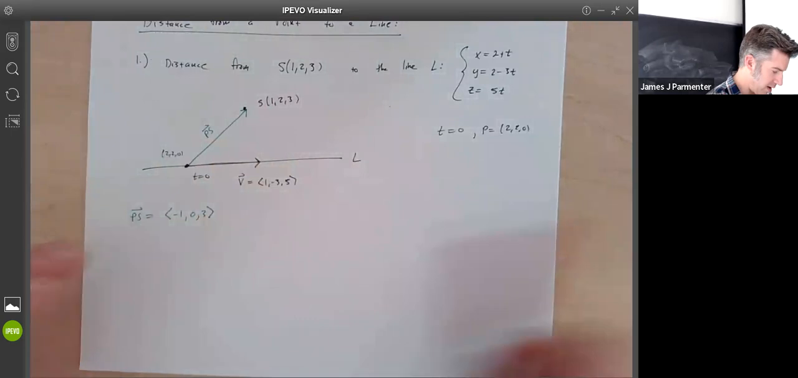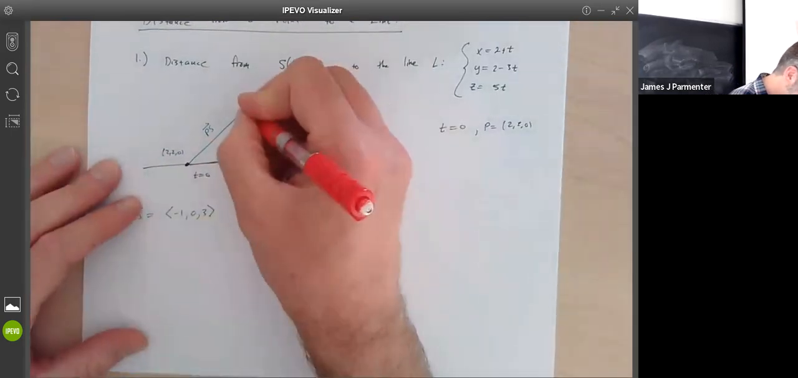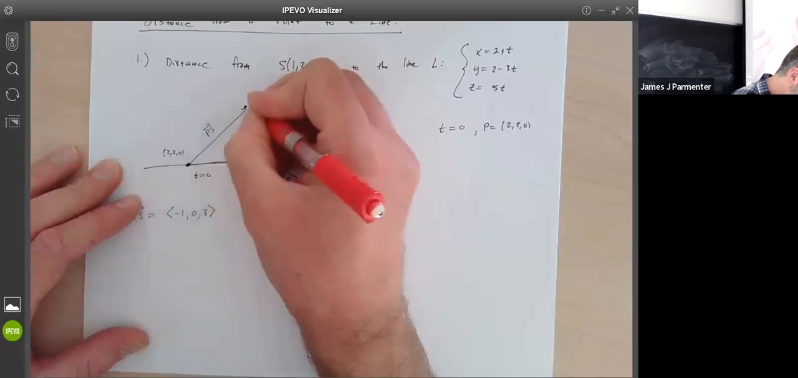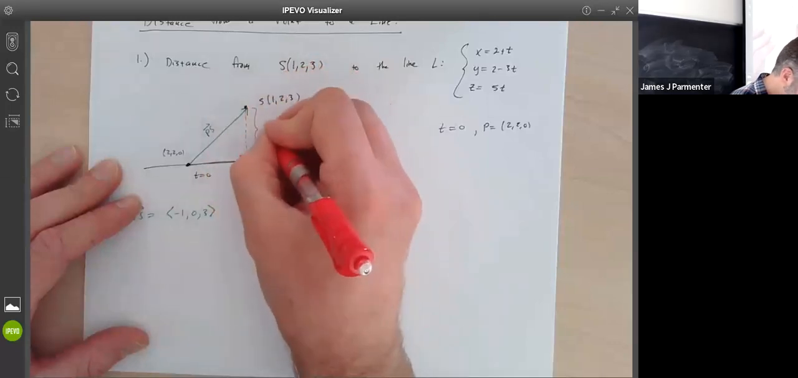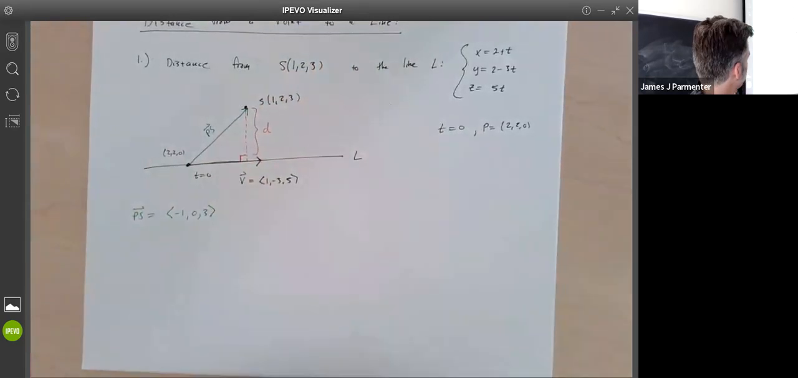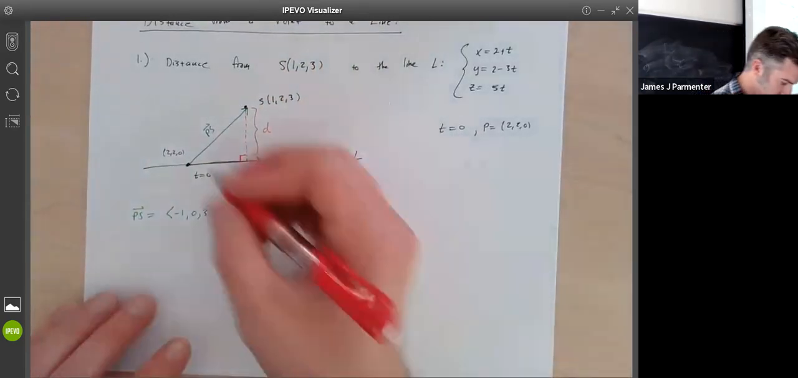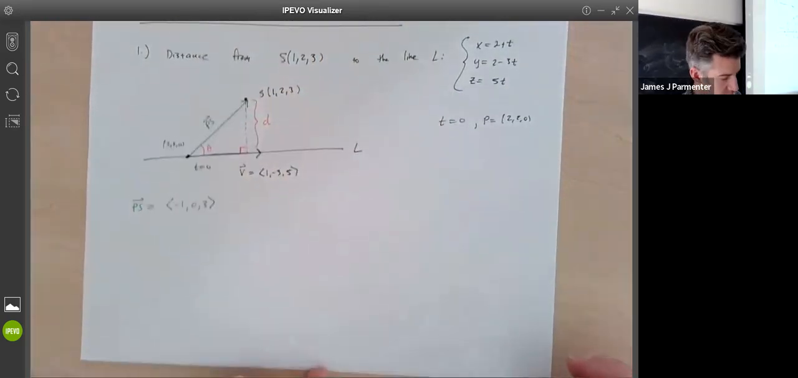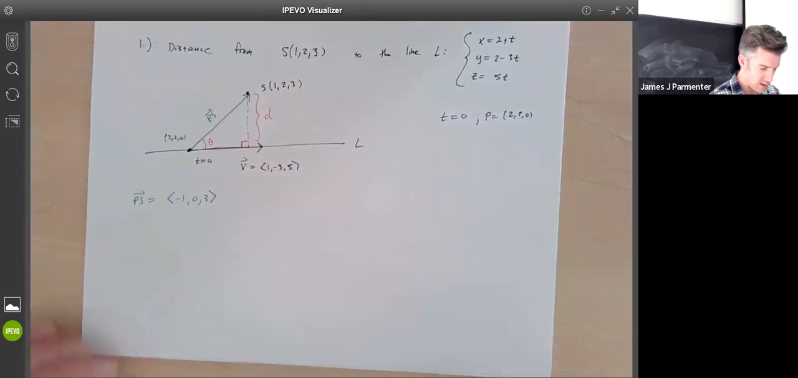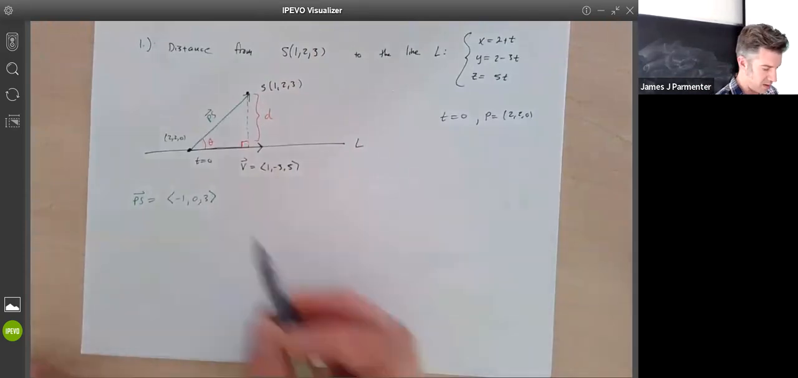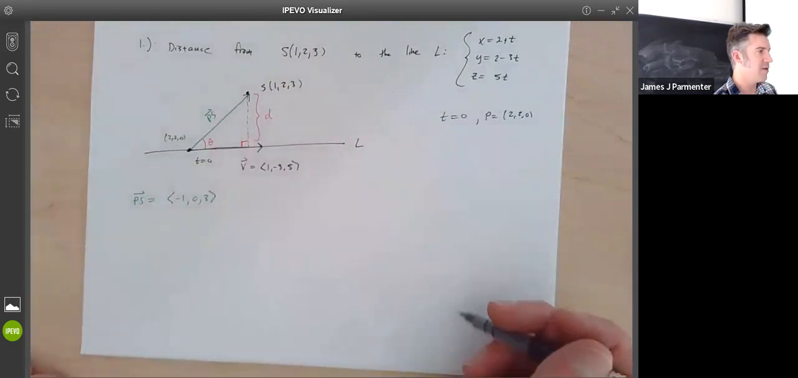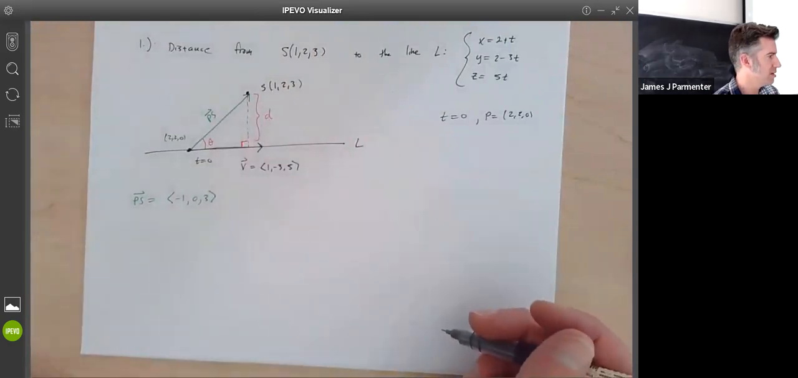Maybe it'll be helpful if I drop the perpendicular, because that's what we're actually trying to find. Right? We're trying to find this distance here. So I'm going to use some trig. Looking at that, if I wanted to use trigonometry with this angle to find that distance, what trig function would make the most sense to use? Sine, cosine, or tangent?